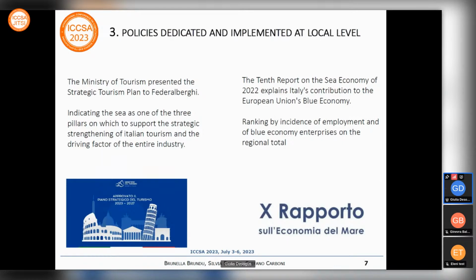Then, on the right, the 10th Report on the Sea Economy, published in 2022, explained Italy's contribution to the European Union's blue economy. In the ranking by incidence of employment and of blue economy enterprises on regional totals, it places Sardinia in second place, while Liguria has first place.